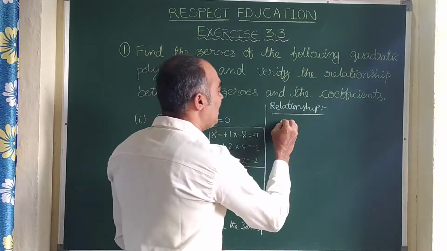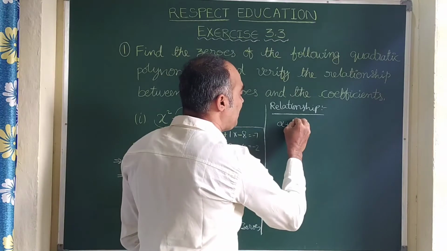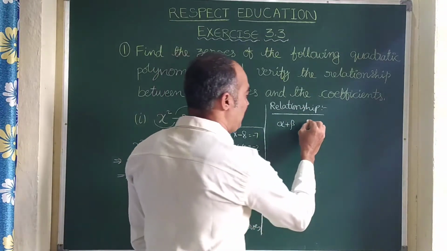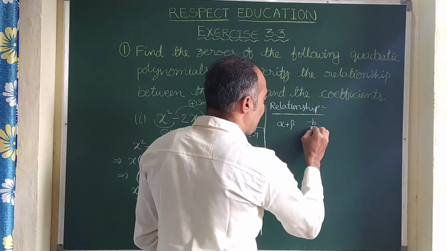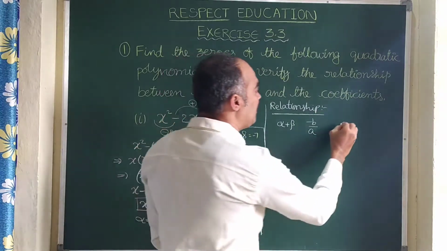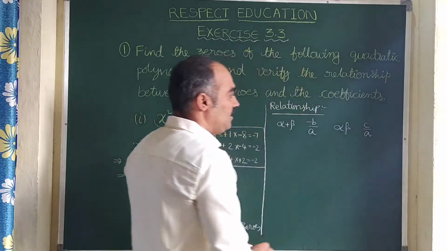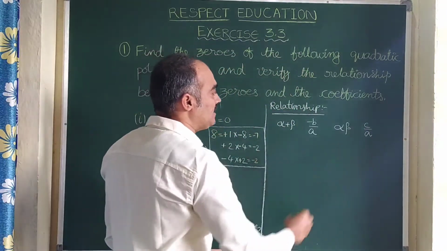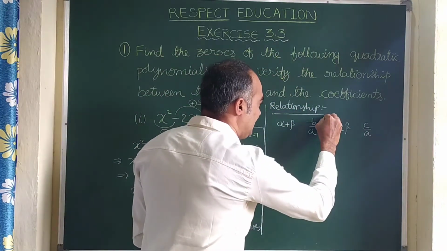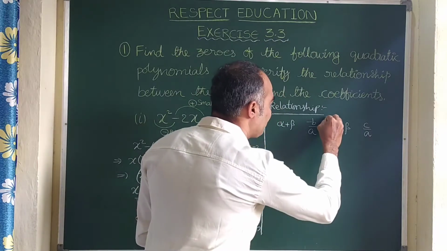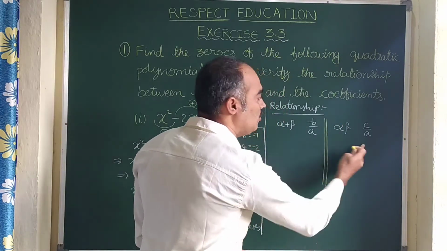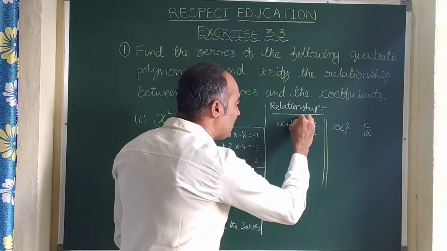Already you know, children, alpha plus beta should be minus b by a, and alpha into beta should be c by a. Now here I am making this space into 4 parts. See here, till here I made it 2 parts. Again here sub parts.